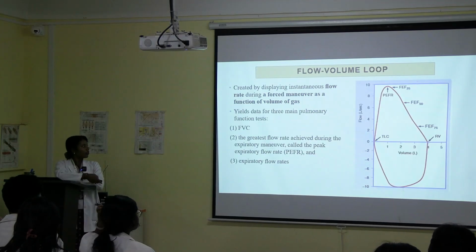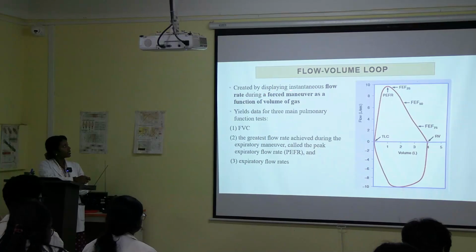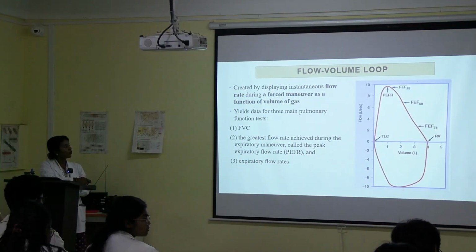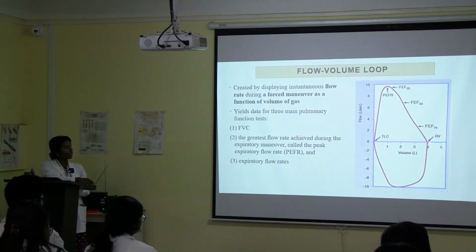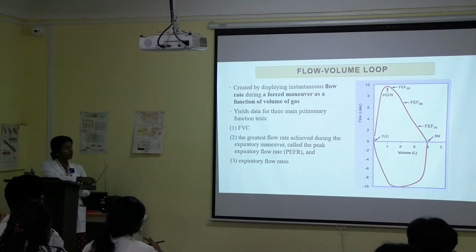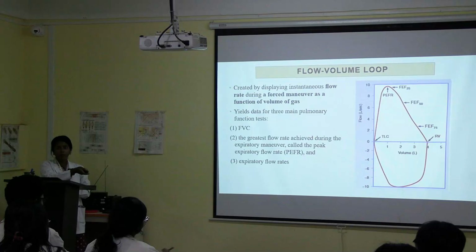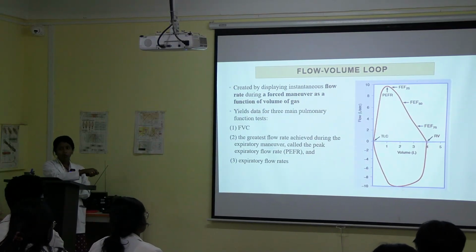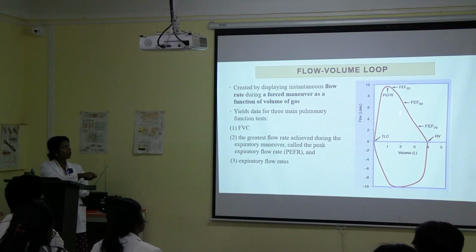So this is the flow volume loop. It displays flow rate during a forced maneuver as a function of volume of gas. So this is the flow. After you exhale, then you are going to inspire again, so it completes the loop. The downward loop is your inspiration loop. The down one. That is the same thing.